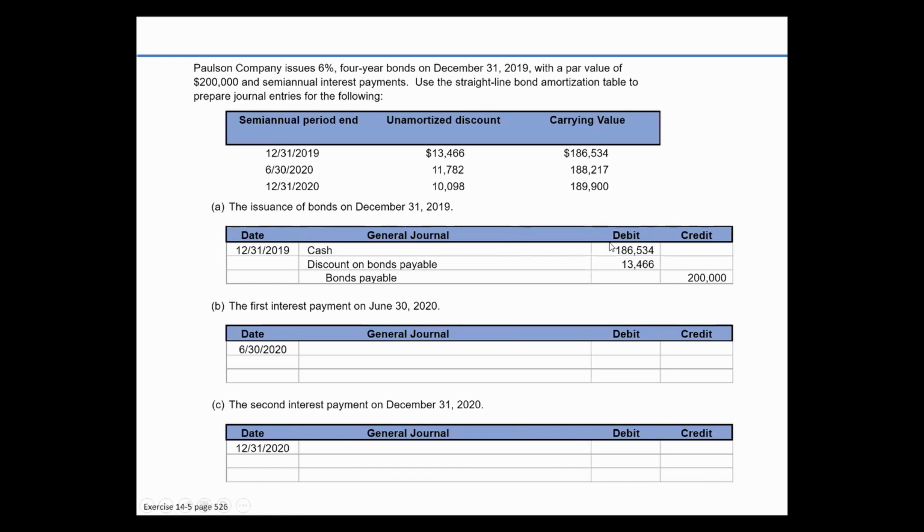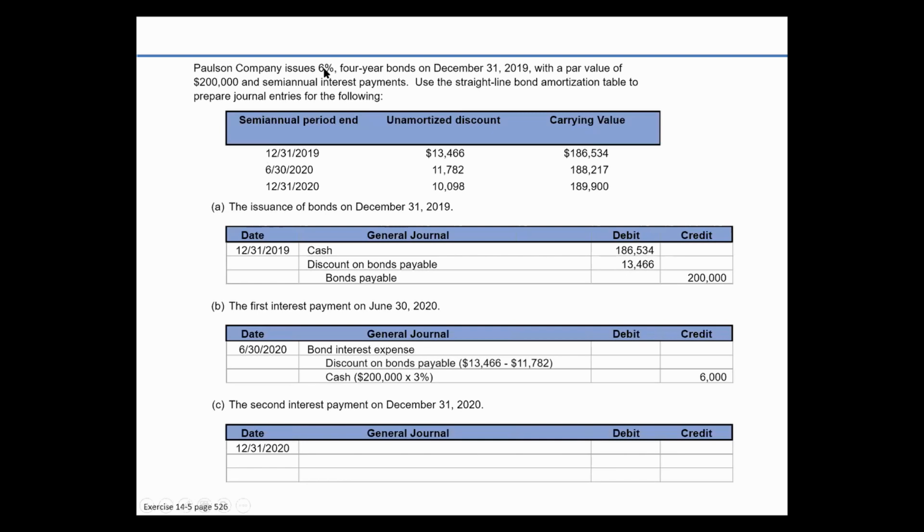Credit to bonds payable for 200,000, because at the end we're going to have to pay 200,000. Initially, we're only receiving 186,534, and we can figure that out by looking at the amortization table, and we see that initially for 12/31 of 19, that's when the bonds were issued, we see that the carrying cost was $186,534.